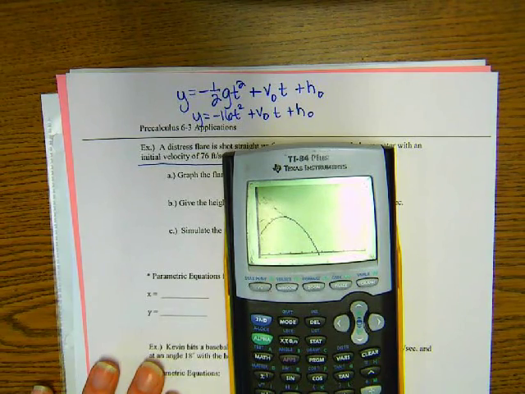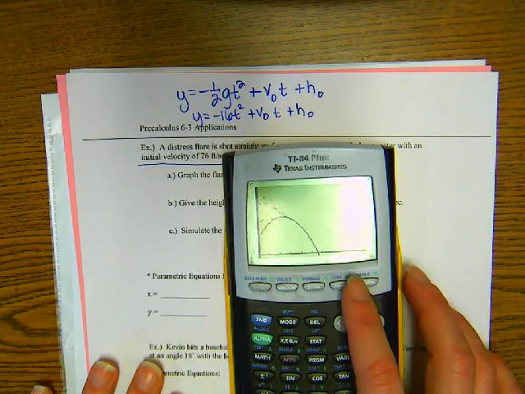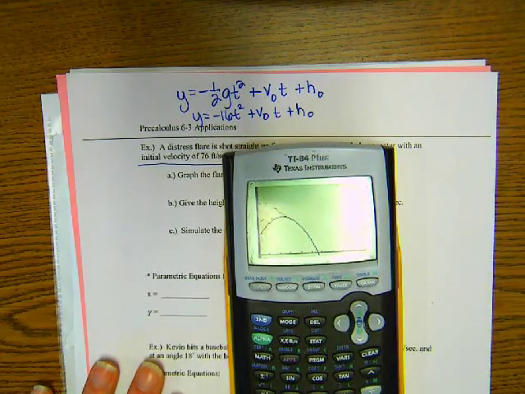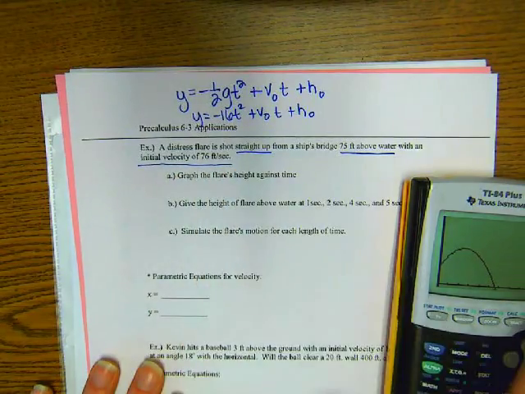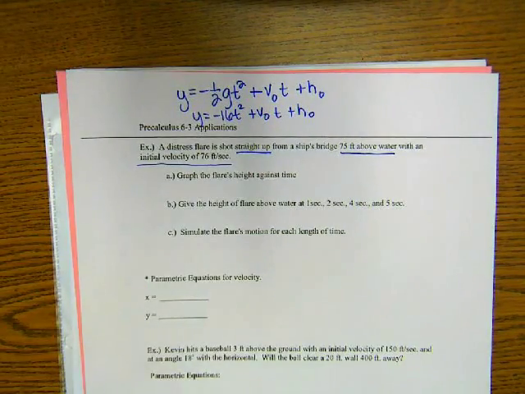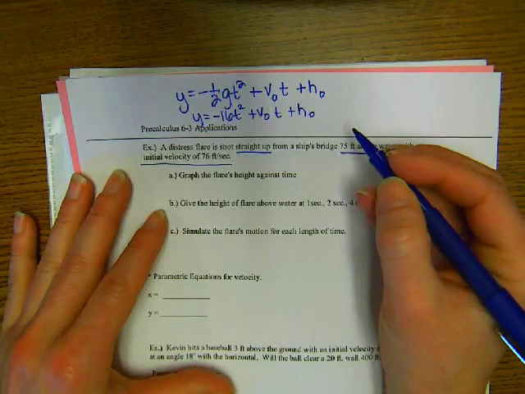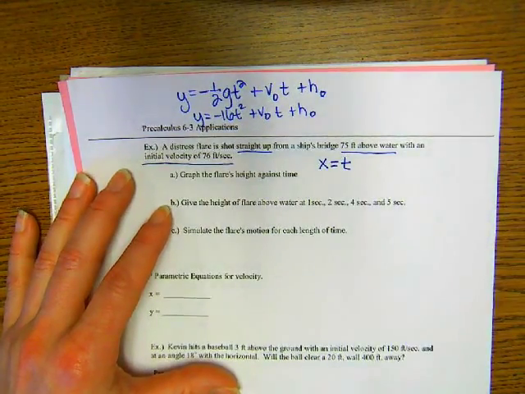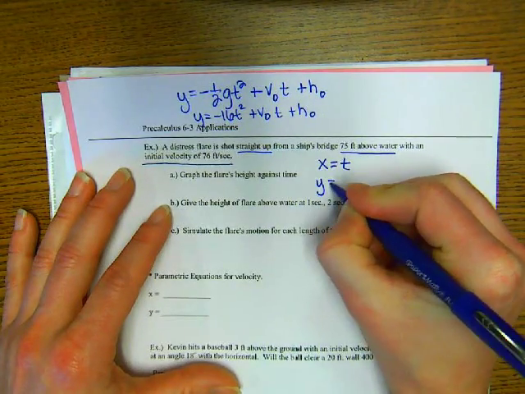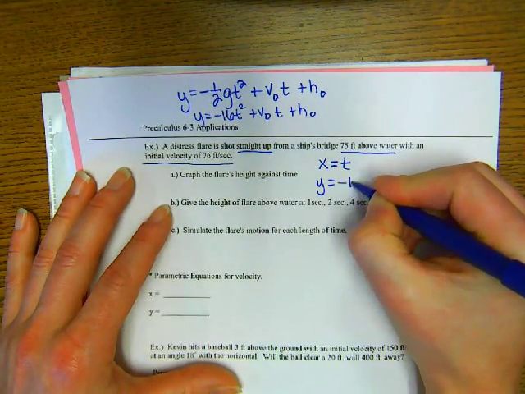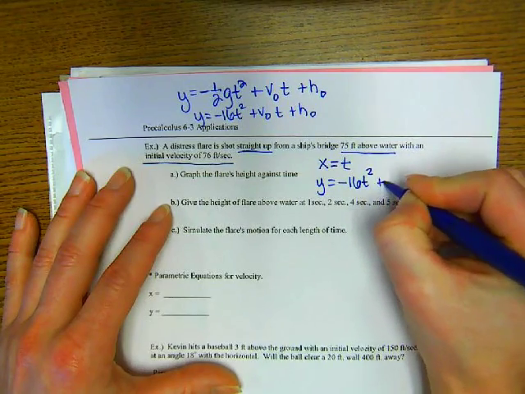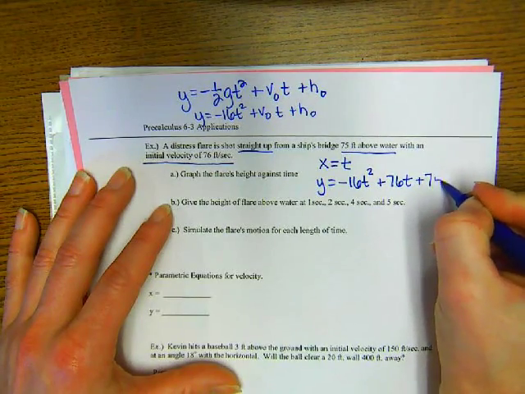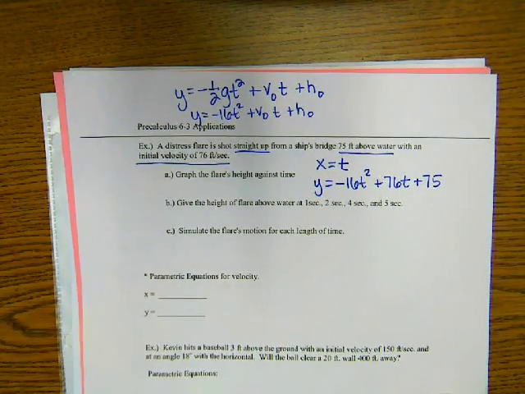And we'd see a parabola show up. And then we could find different things, like, hey, what's the highest it gets? Well, we could find the maximum then, right? Okay. Well, when we just have vertical motion, how we're going to translate that to parametric mode is we have an x and a y, right? So what we're going to do is let x equal time t, and then let y equal this equation. So negative 16t squared plus 76t plus 75.